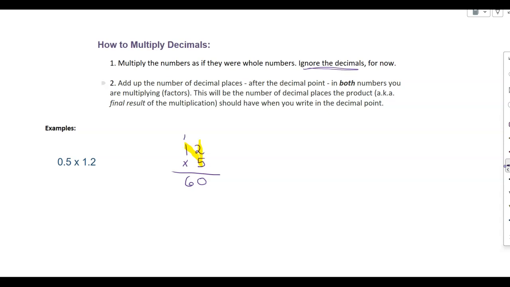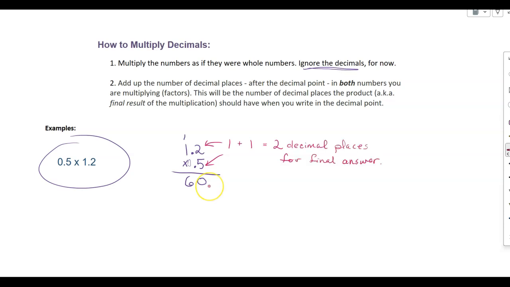So the next step is to add up the number of decimal places in the numbers we're multiplying. So let's go back to these original numbers, right? You can see that in our first factor, we have 1 decimal place, and then in our second factor, we also have 1 decimal place. So 2 decimal places will be in the final answer. So we'll go 1, 2. Here's where it'll end up.